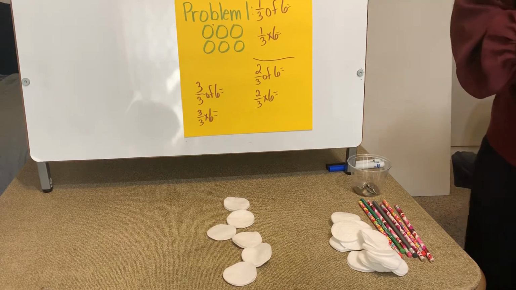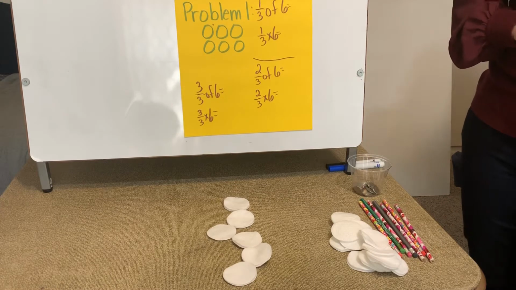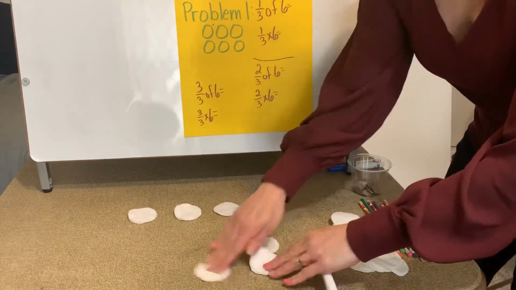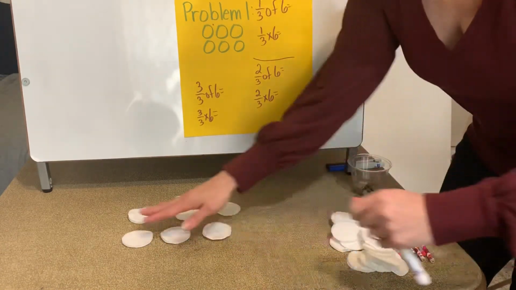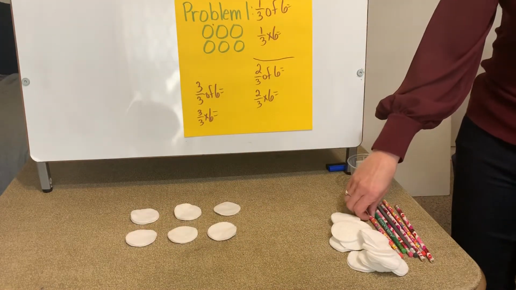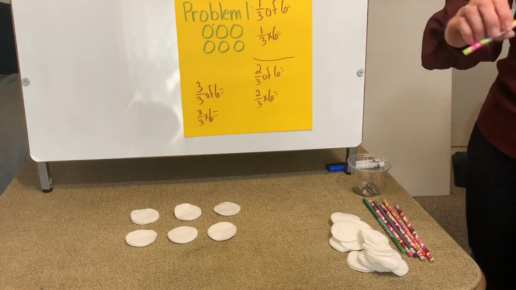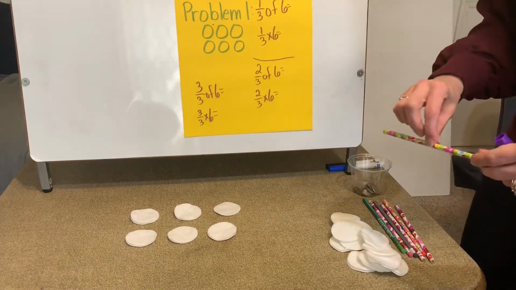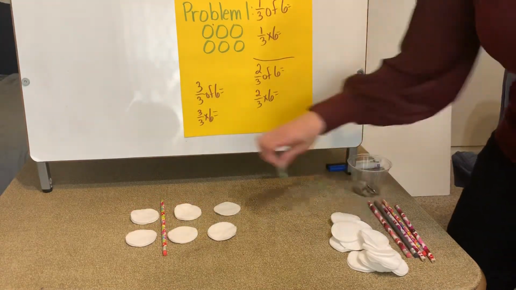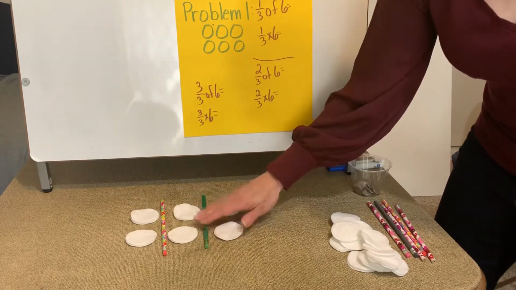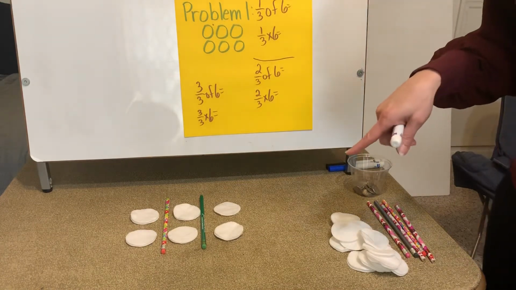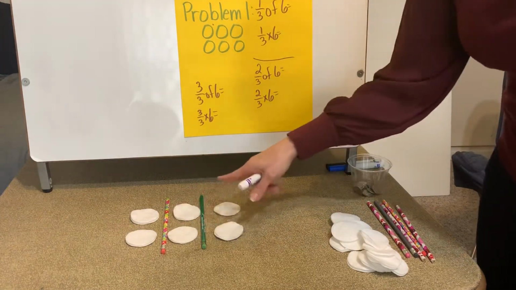So we need to have the counters in equal groups. So I know with 6, I can put them in groups of 3. So I've got 3 in this group and 3 in this, 3 and 3. All right. So now what I'm going to do is I'm going to split them up into 3 equal groups. So I've got one group here, one group here, and a 3rd group here. So right now I am showing them in 3 equal groups.